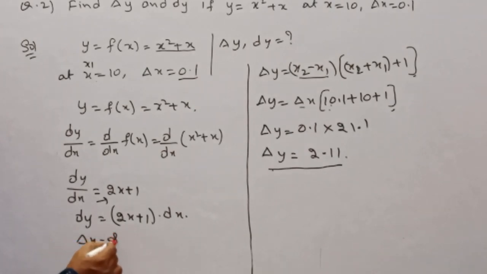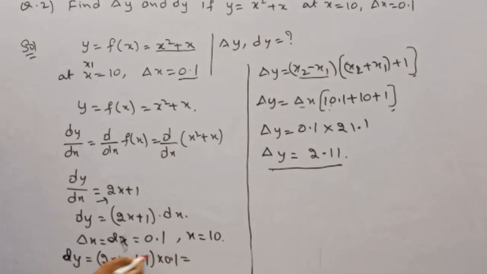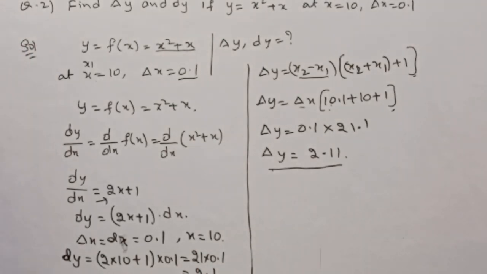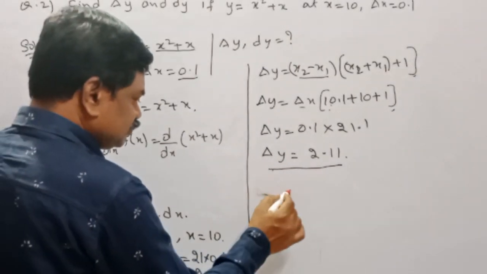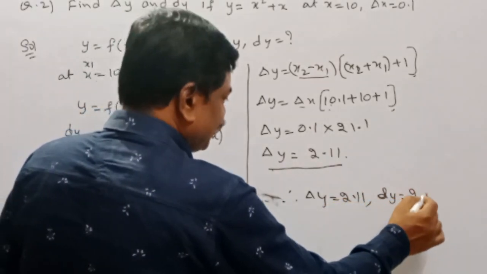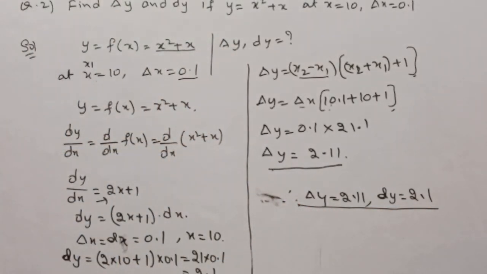Delta x is equal to dx, and here we take 0.1. So what is dy? dy is equal to 2 into x, with x equal to 10, so 2 into 10 plus 1, into 0.1. 21 into 0.1 is equal to 2.1. Therefore, delta y is equal to 2.11 and dy is equal to 2.1.